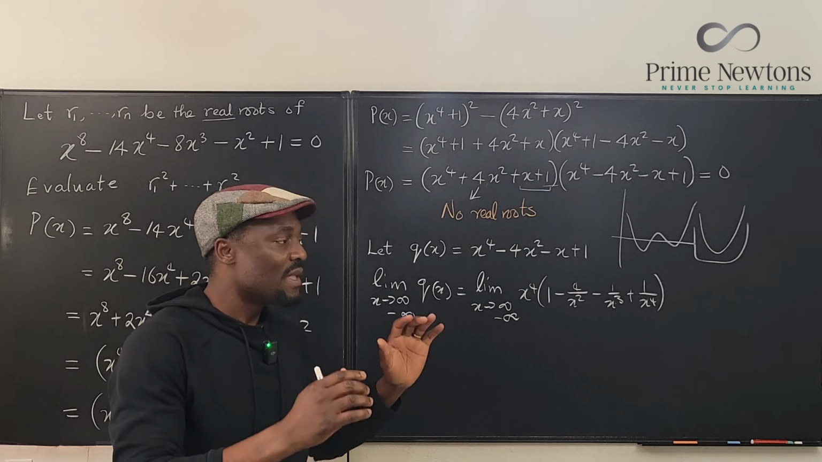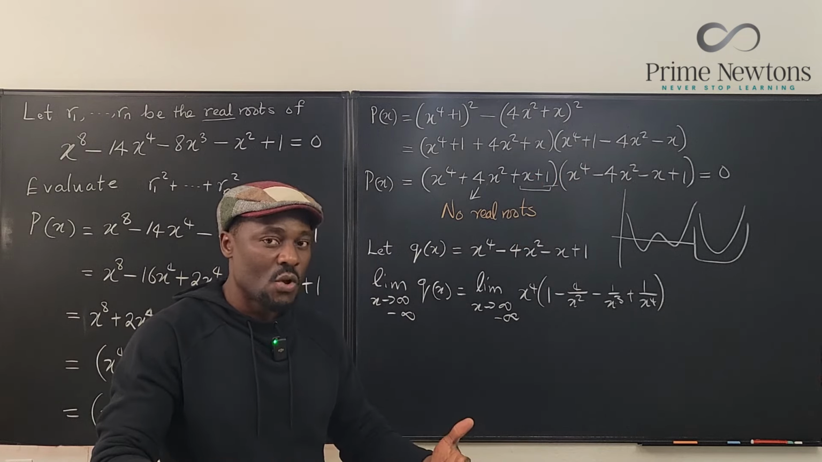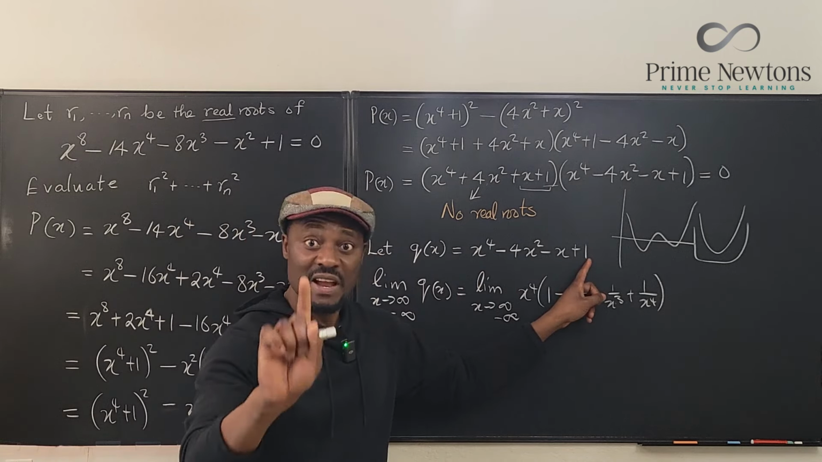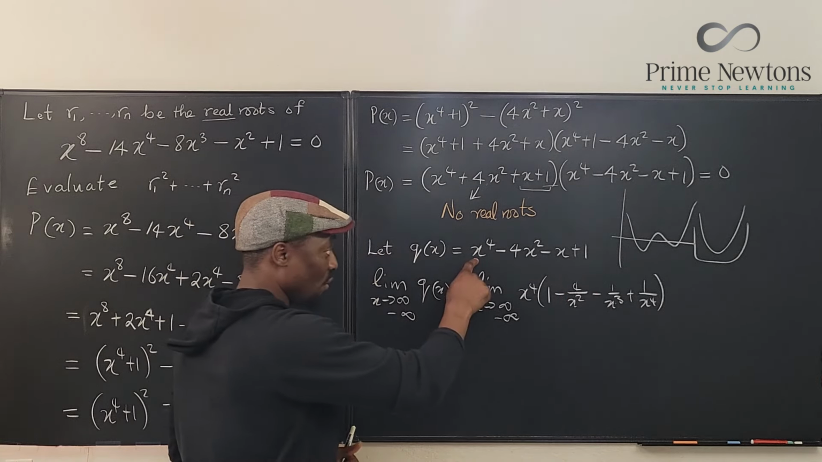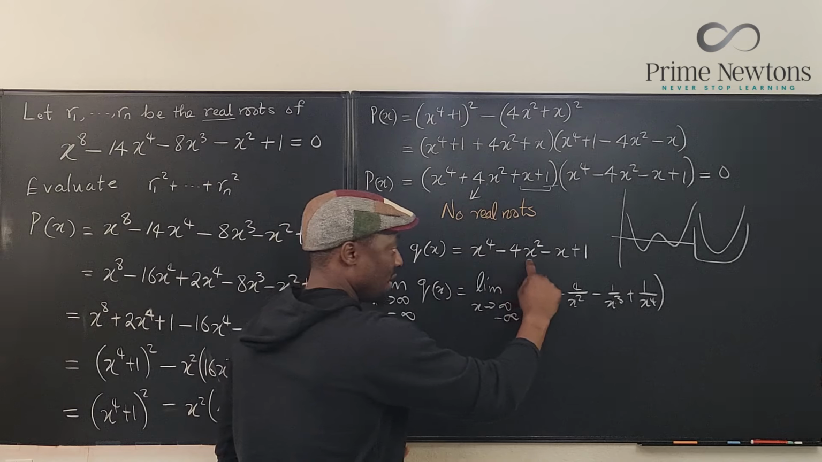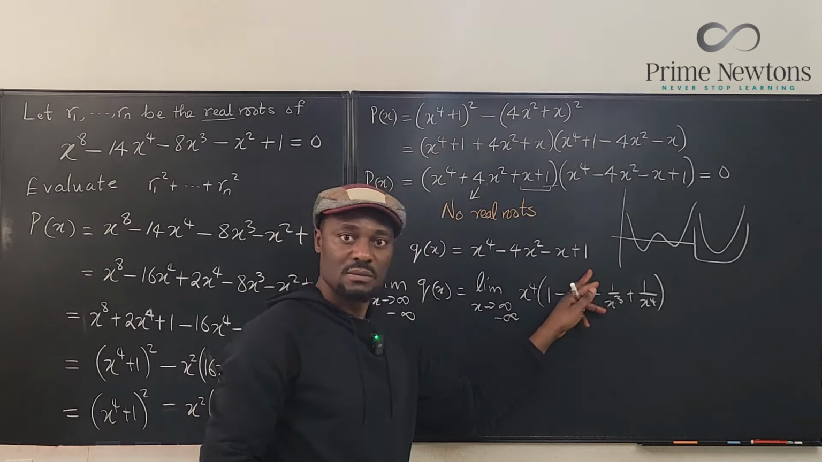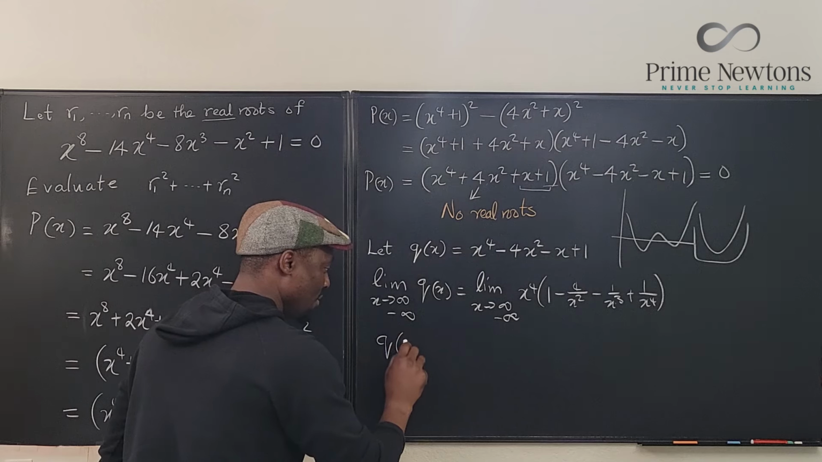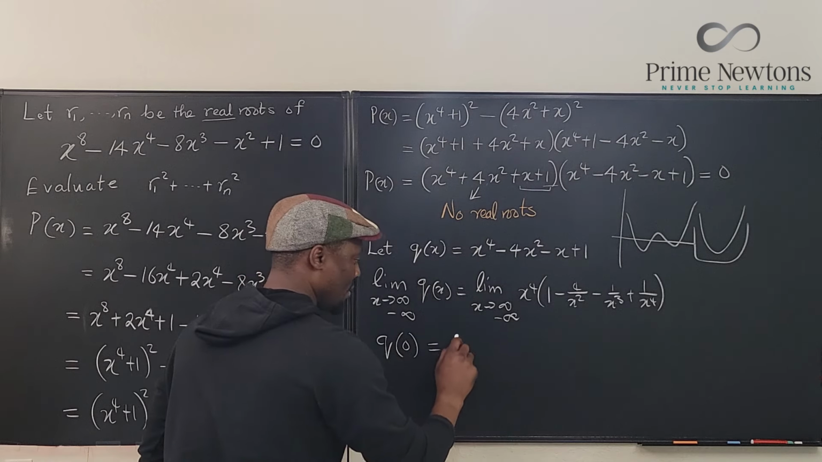Okay, now, what do we need? One thing you want to look at is the polynomial. It is very clear that when x is equal to 0, if you plug in 0 everywhere here, you're going to get 1. So the value of the polynomial when x equals 0 is equal to 1.